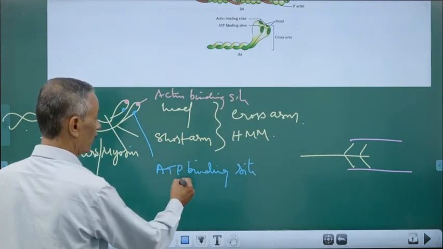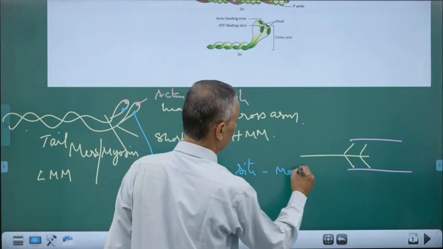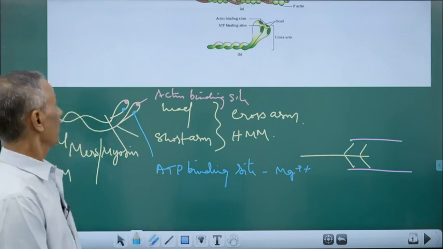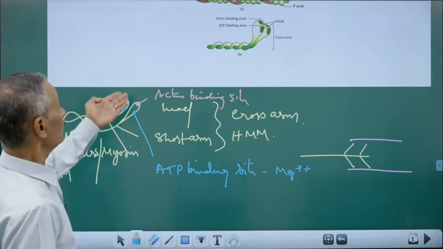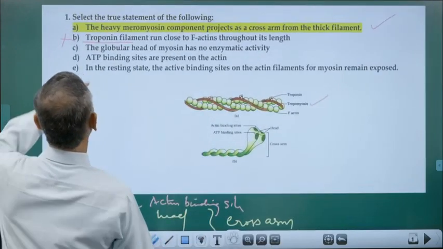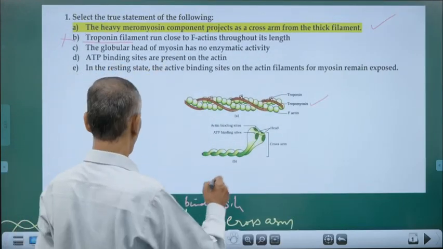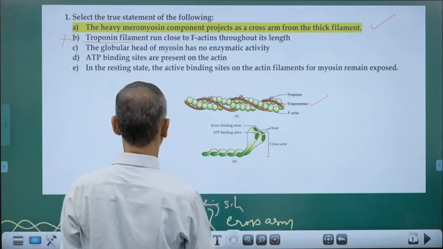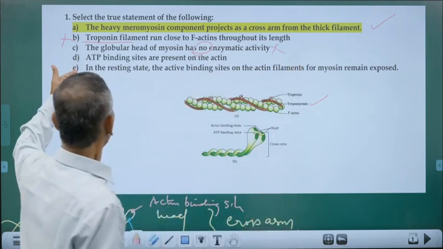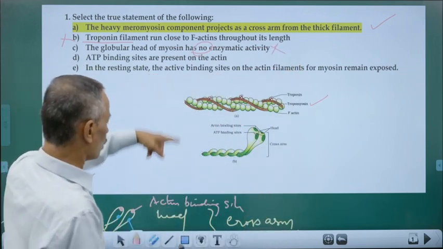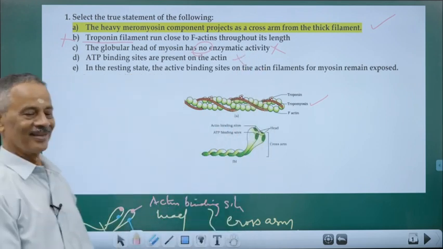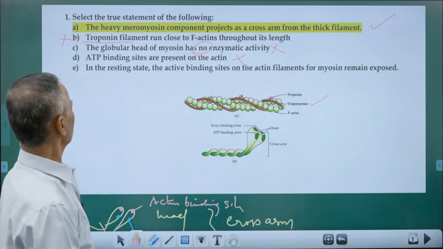So remember, this is a magnesium activated enzymatic property shown by the heavy meromyosin head. Okay. So the globular head of myosin has no enzymatic activity is a wrong statement. It is definitely having an enzymatic activity. ATP binding sites are present on actin. No, they are all present on the head of the heavy myosin.